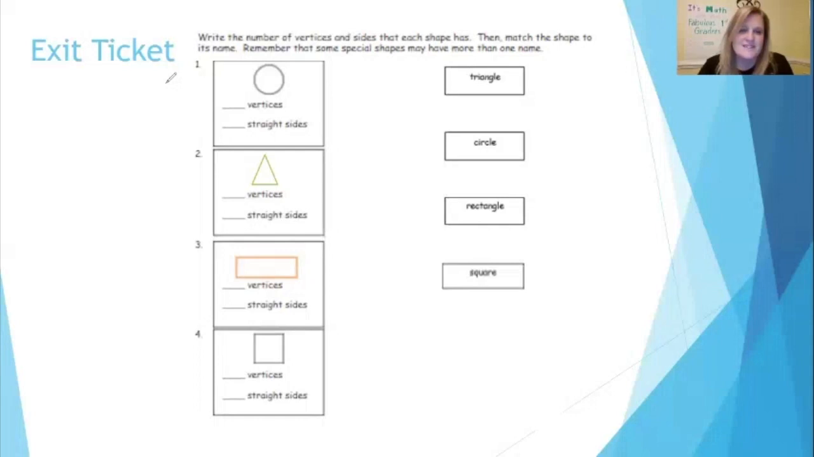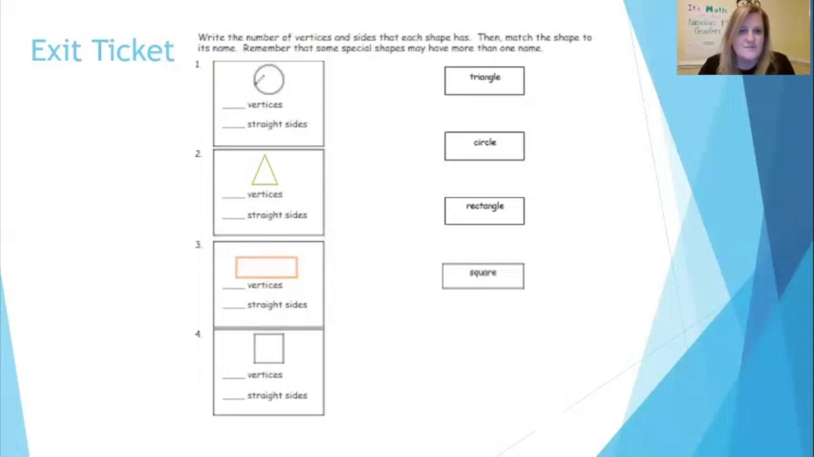Let's work on this exit ticket together. Write the number of vertices and sides that each shape has. Then match the shape to its name. Remember that some special shapes may have more than one name. If you have a parent that could print this out for you, then just complete your work on that. But if not, just go ahead and you can draw and write the vertices and sides and then copy the name on a piece of paper. Press pause, and when you're ready to check, press play.